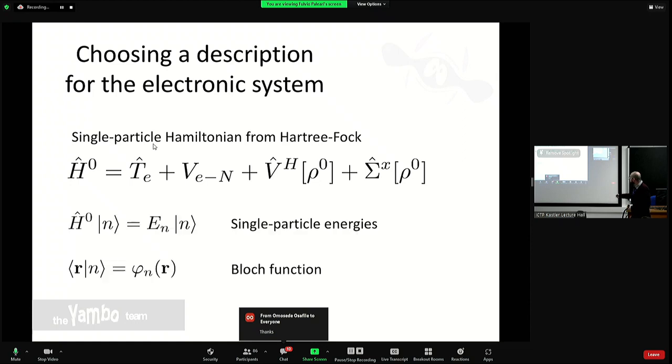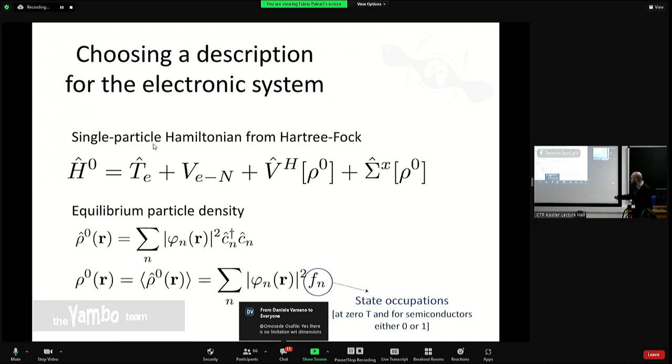And then, of course, from this electronic Hamiltonian of non-interacting single particle energies, we can get the eigenvalues and the Bloch functions. And from the Bloch functions, we can also get the charge density at equilibrium. This we already more or less saw the other days. But the quantity that we are interested in is the response of the system when an external time-dependent field is added to this Hamiltonian.